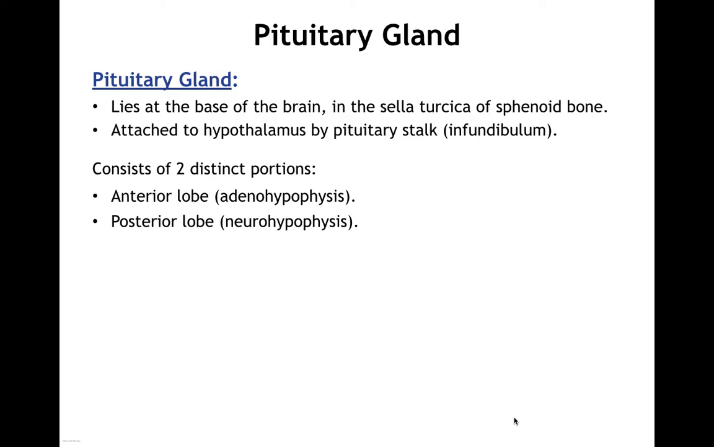Starting with the pituitary gland, which lies at the base of the brain in a structure called the sella turcica of the sphenoid bone. It's attached to the hypothalamus by a pituitary stalk known as the infundibulum. It has two distinct portions, the anterior lobe and the posterior lobe. The anterior lobe is the adenohypophysis, and the posterior lobe is the neurohypophysis.